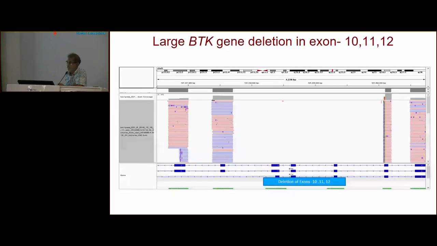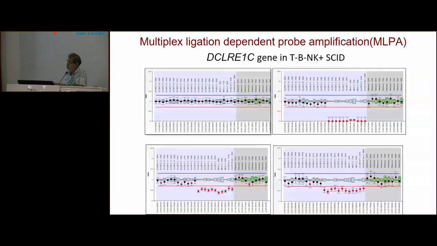And when there's a large deletion, what do you see on an IGV snapshot? There are no reads from these 3 exons. So either this could be a technical issue, or these particular exons are deleted in this patient. If they are deleted, you don't get any reads from there. And then you can confirm this either by MLPA or by another technique. This is a snapshot from an MLPA. I think I'll not go into details of this.